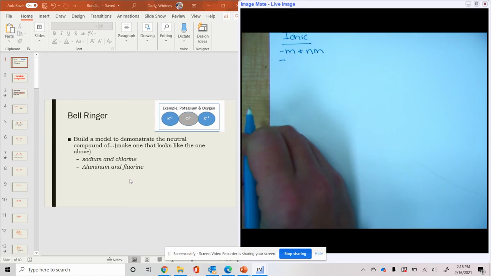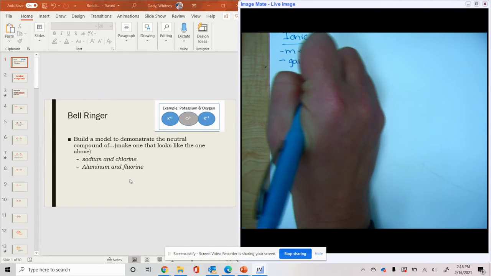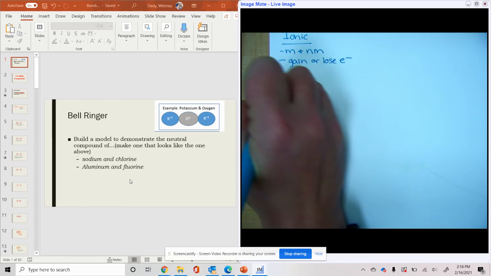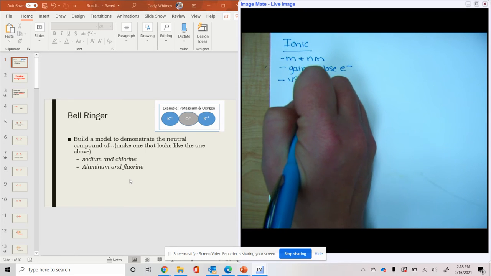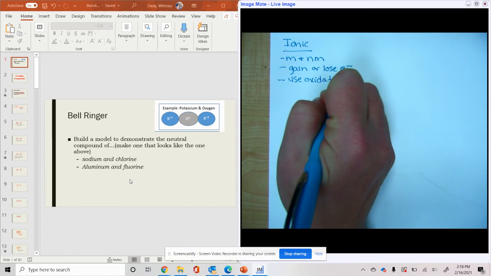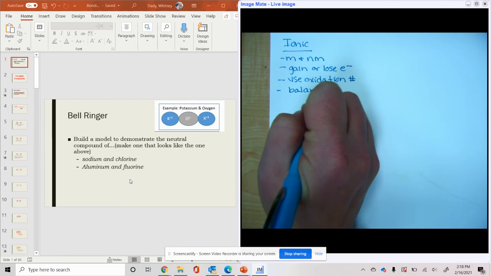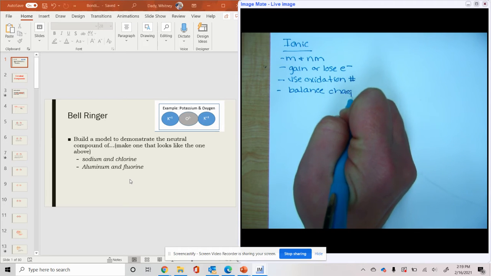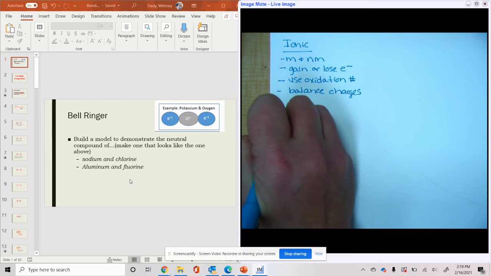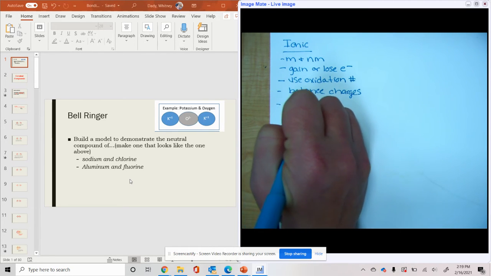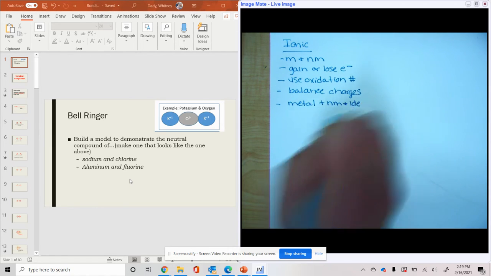All right, there's one thing. The next thing I need to know is I am going to gain or lose electrons. I use oxidation numbers. I have to balance the charges. Okay. And then, of course, when you name it, you're going to do the metal plus the non-metal and add "-ide" on the non-metal.